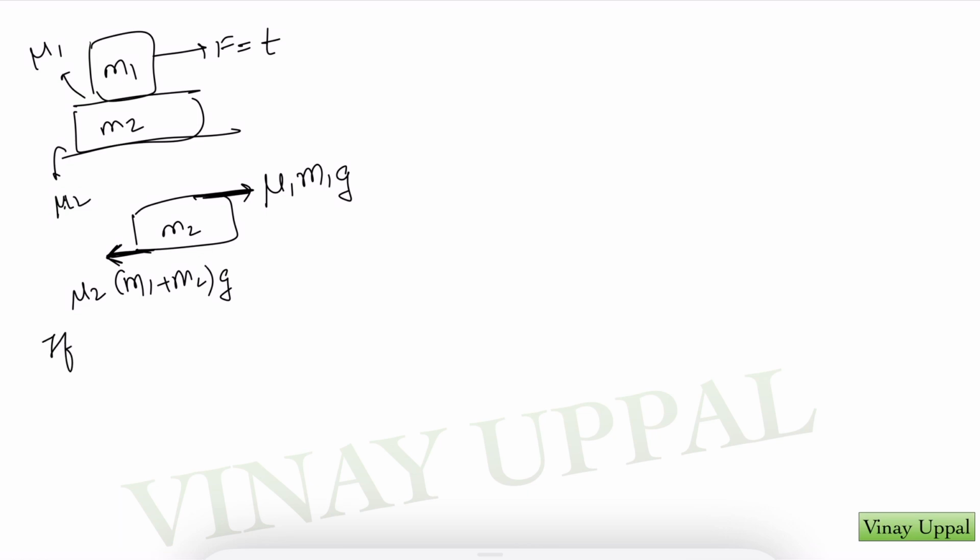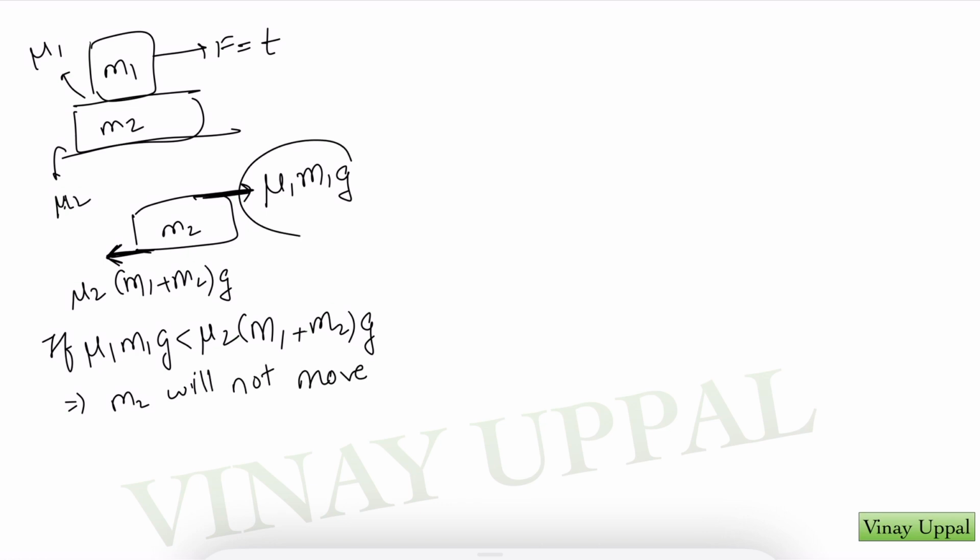So now if mu1 M1 g is lesser than mu2 times (M1 plus M2) g, in that case M2 will not move, because mu1 M1 g, which is trying to accelerate M2 to the right, will not be able to overcome the ground friction. So in that case, it's very straightforward. A2 will simply be 0, and the upper block will start slipping when the external force overcomes the friction on the upper block surface, which is mu1 M1 g. So that is a trivial case.